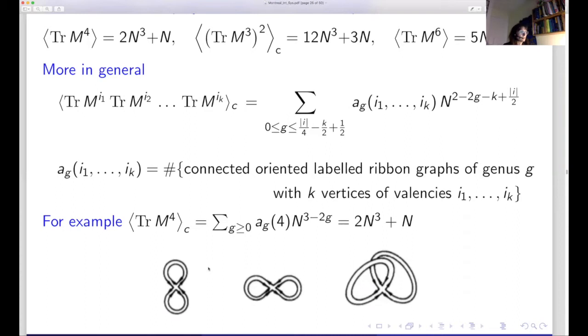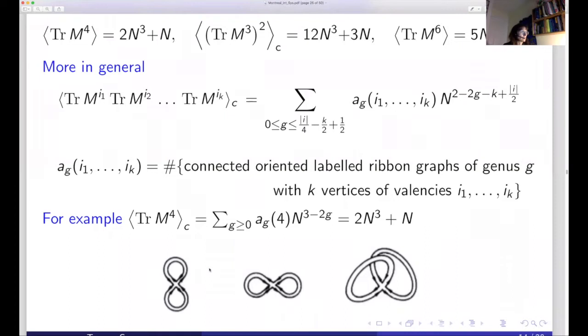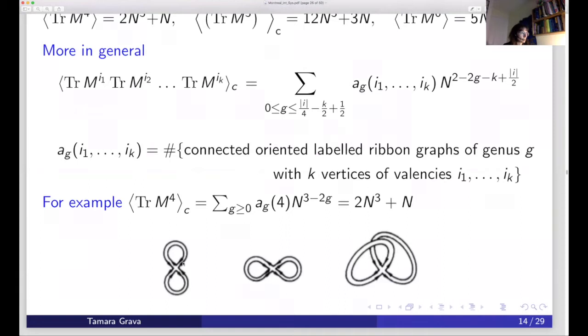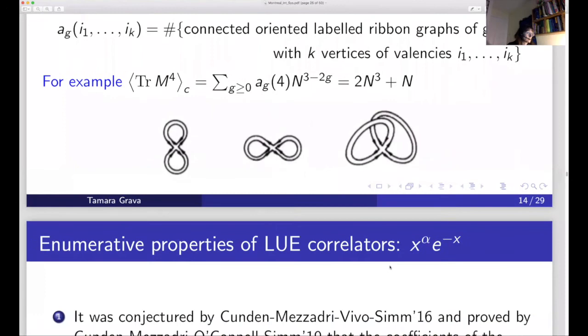In this case, we have these two graphs, and this has to be interpreted in the following way. If you give a number 1, 2, 3, 4 to this vertex, we have to couple 1 with 2 and 3 with 4. So you have one graph where you can couple 1 with 4 and 2 with 3, and you have this one, or you can couple 1 with 3 and 2 with 4, and you have this one. So this is a graph of genus zero because it can be put in a ball, while this one lives on a torus, so it cannot be put in a ball. And so this is the interpretation of the GUE.